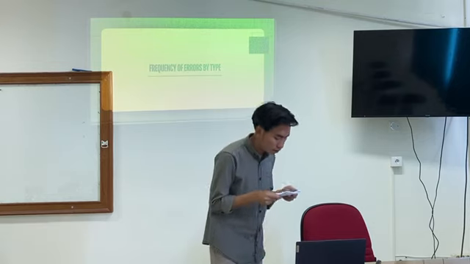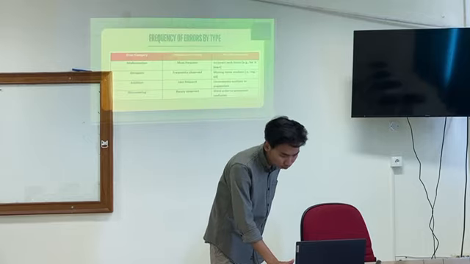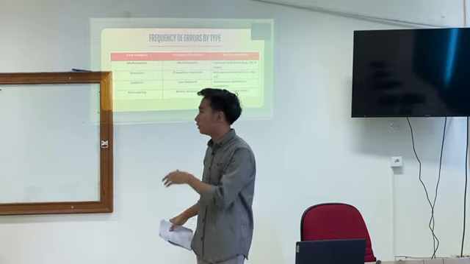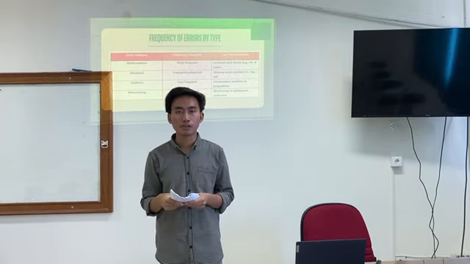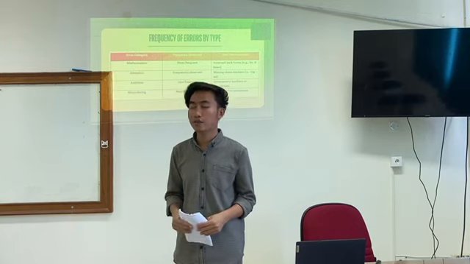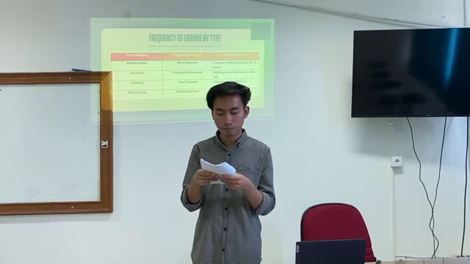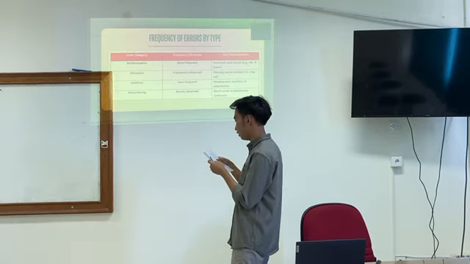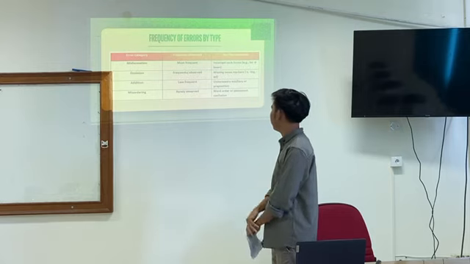So, the next discussion is about the frequency of errors. Let's take a look at this table. The analysis showed that misformation errors are the most frequent. It means that the students often use incorrect verb forms, although they were attempting to apply the rules. For example, they use success as a verb instead of succeed, and use get instead of got.